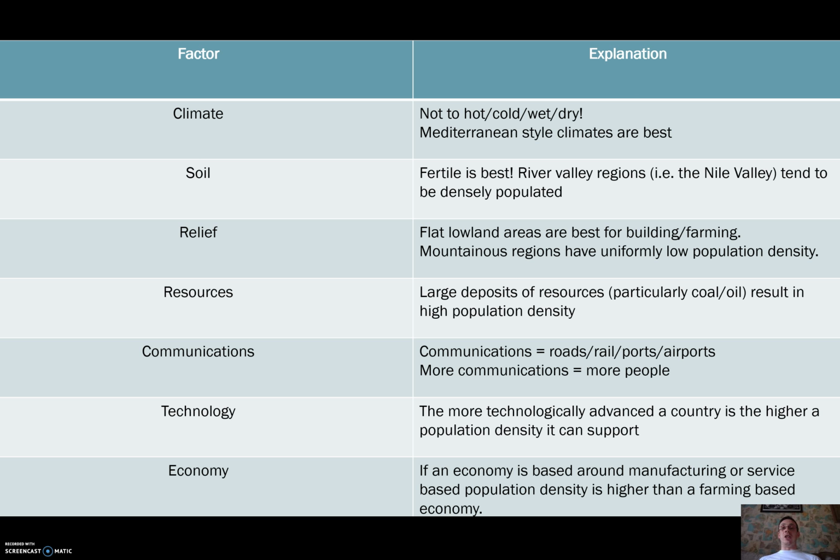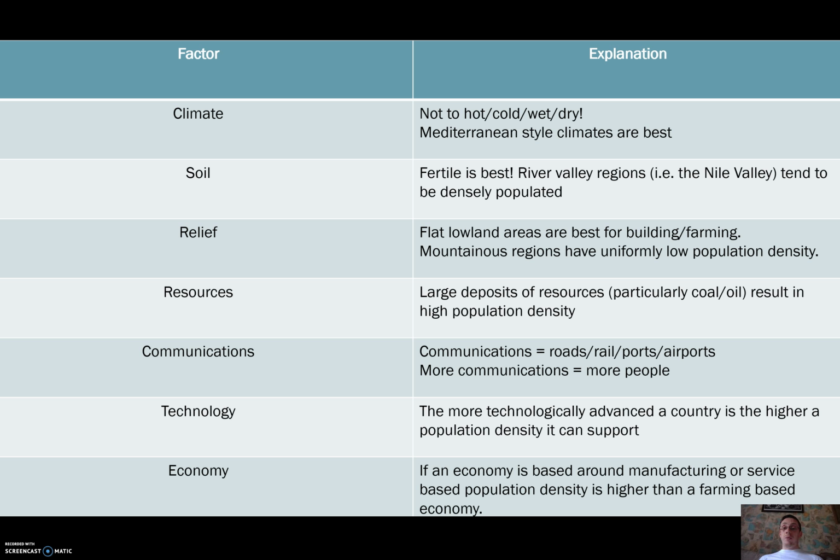Japan, as a series of islands, isn't tremendously big, but they've got huge cities like Tokyo, and the reason they can have that is because they've got the technology they can use in terms of buildings and an infrastructure that allows them to support that volume of people.